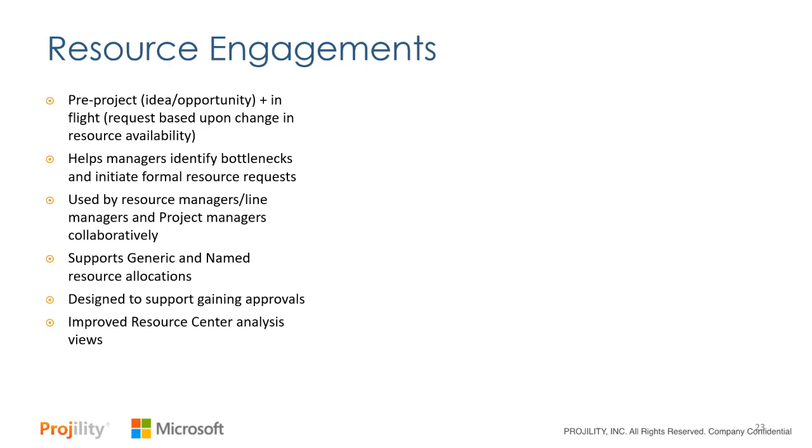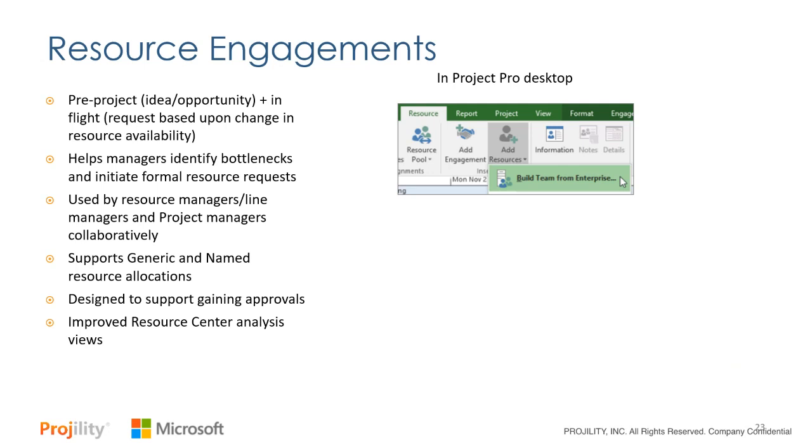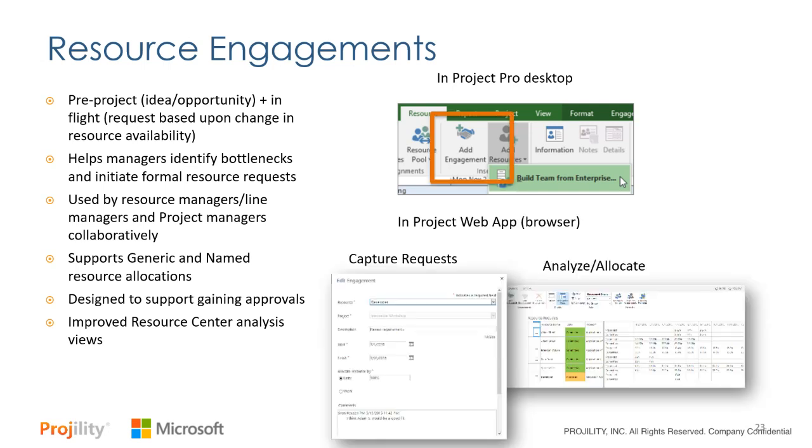The first way is using what we call resource engagements. What resource engagements are, they are pre-project. I've got an idea, I've got an opportunity, I've got a requested project. And what I can do is I can actually put a request in for a specific resource, whether it's a person or a role. So I capture the request as you see in the form on the right, and then that flows in and it alerts a resource manager for that role or individual that there's a request out there.